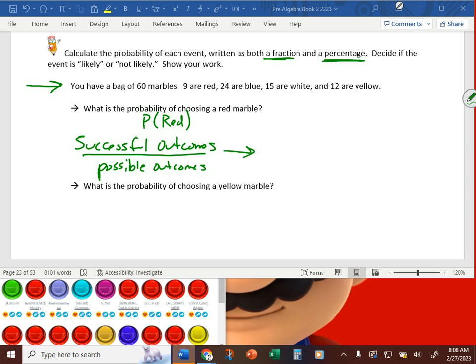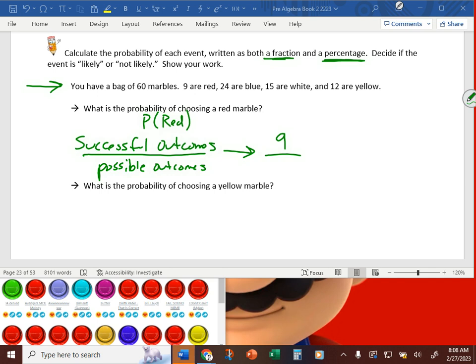Okay? If we want to choose a red marble, that means choosing a red marble is successful. How many successful outcomes are there? Or, nobody think about that, how many red marbles are there? Gregory? 9. Okay? So the number of successful outcomes is 9.